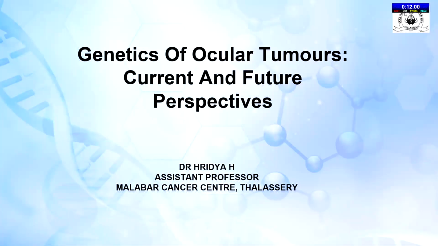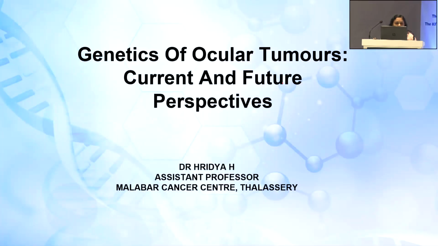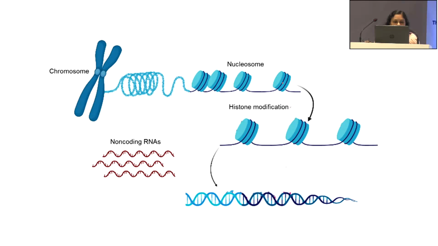So the final topic is genetics of ocular tumors, current and future perspectives. We know that the human DNA is 2 meters long, and to accommodate it in a small cell and even a small nucleus, it gets compacted. First it winds around the histone proteins to form the nucleosome, and the nucleosome then itself winds around and coils to form the spindle fibers and chromatin fibers, and finally condenses to form the chromosome.